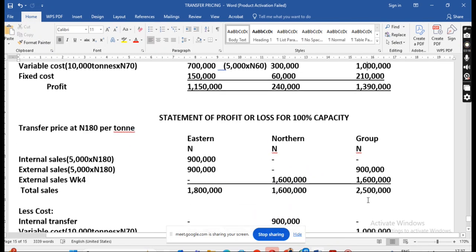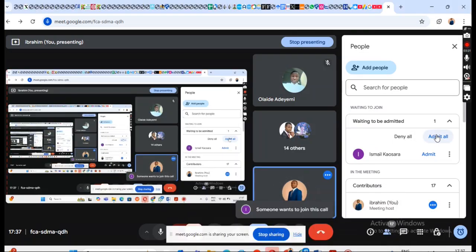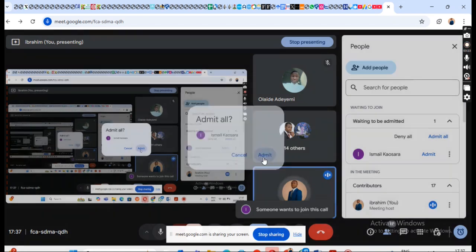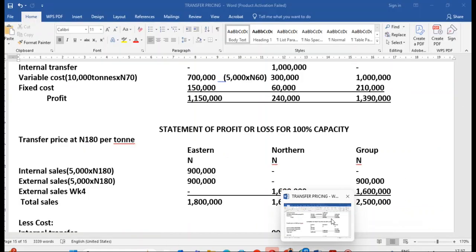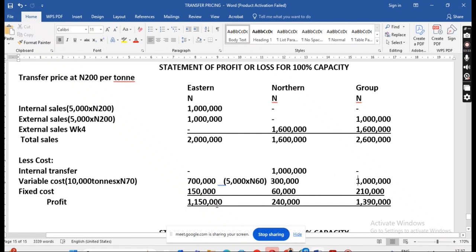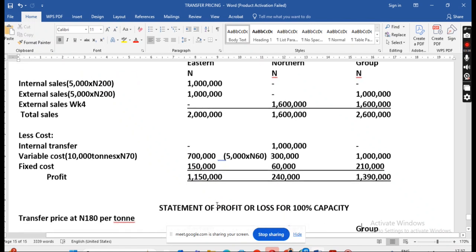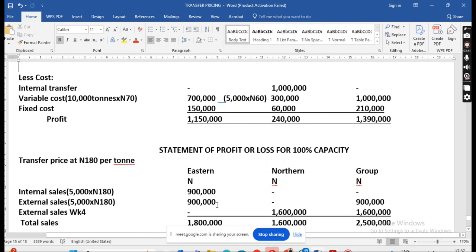Now, look at it. When it is 100% capacity, you could see what happened here, right? When it is 200, the group profits. What happened to the group profit? The group profit, we have 1,390,000. Then the profits when it is 100% capacity, right?